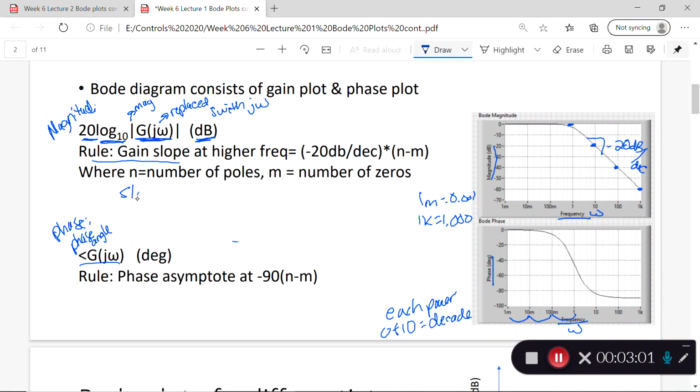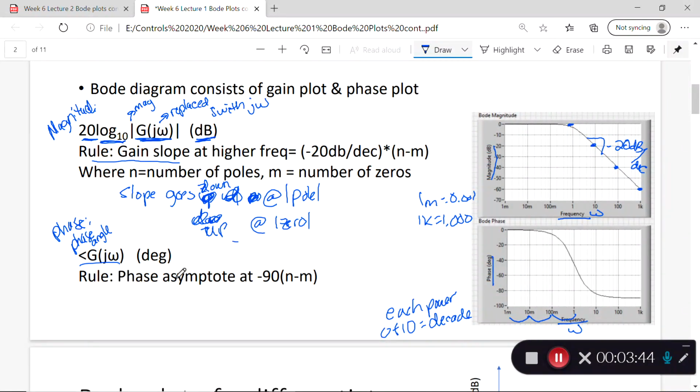So our slope goes up at a magnitude of our pole, and it goes down at the magnitude of, I flipped this up, goes down at the magnitude of our pole, goes up at the magnitude of a zero. We'll see that.